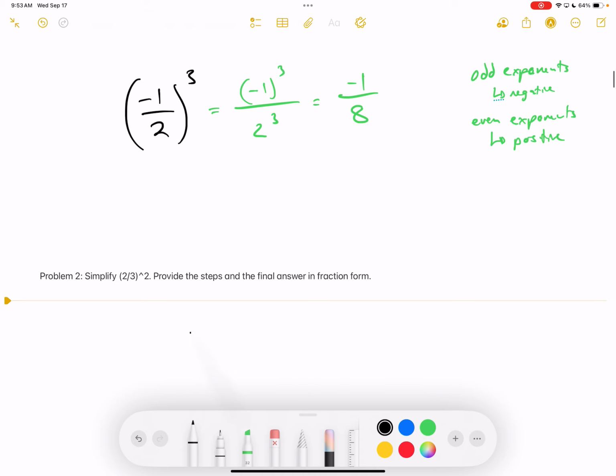The next one, 2/3 squared. So again, you take everything inside the parentheses: 2 squared and 3 squared. 2 squared is 4. 3 squared is 9. 2 times 2 is 4. 3 times 3 is 9.